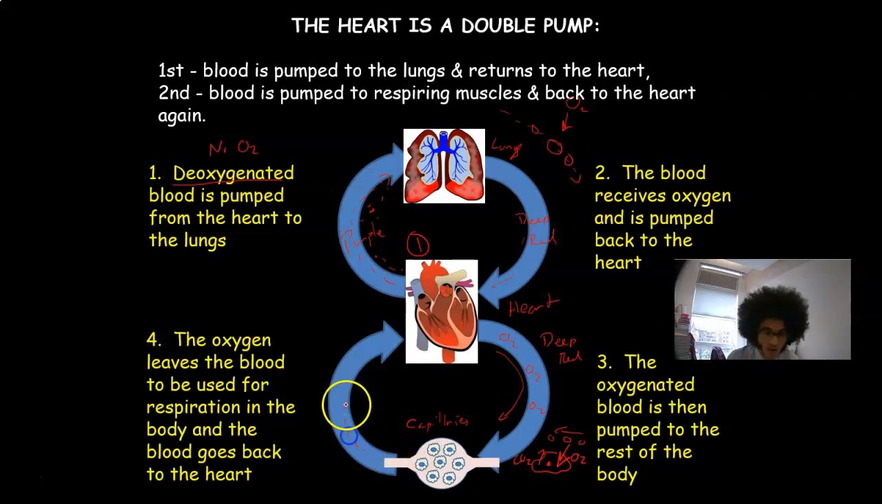Now when it goes back to the heart, because it's lost oxygen, it will then be this purple colour again. The reason why it's called a double pump is because you've got two different pumps going on here. You've got the first pump which sends blood to the lungs, and then you've got the second pump which sends blood basically to the rest of the body.